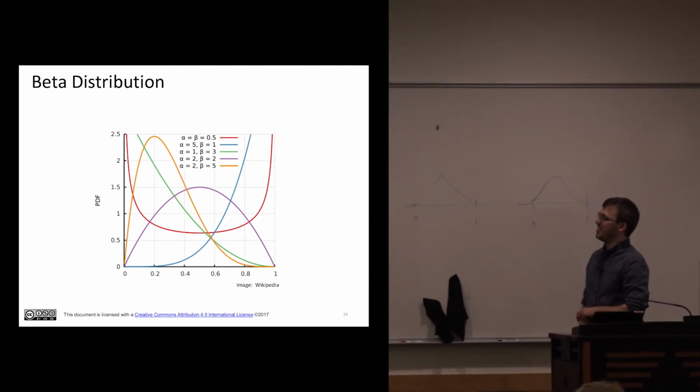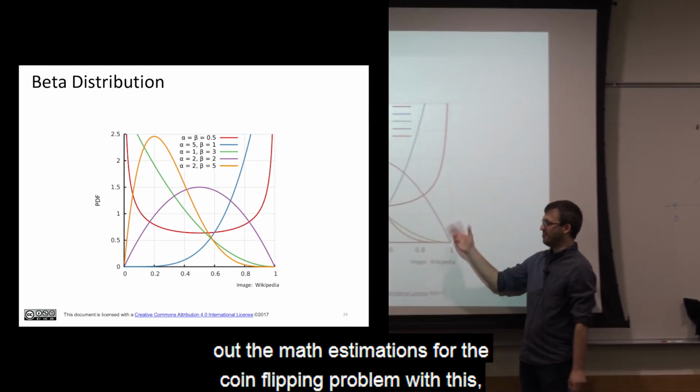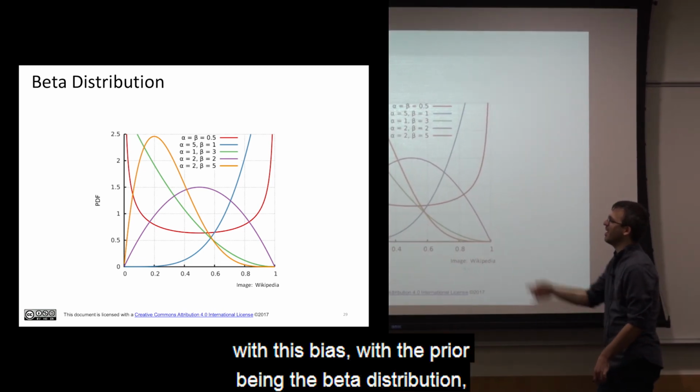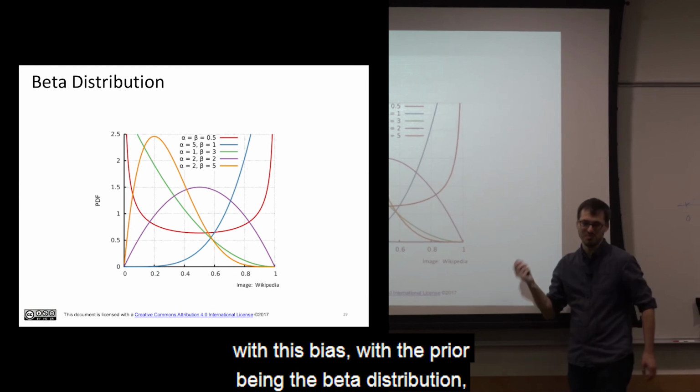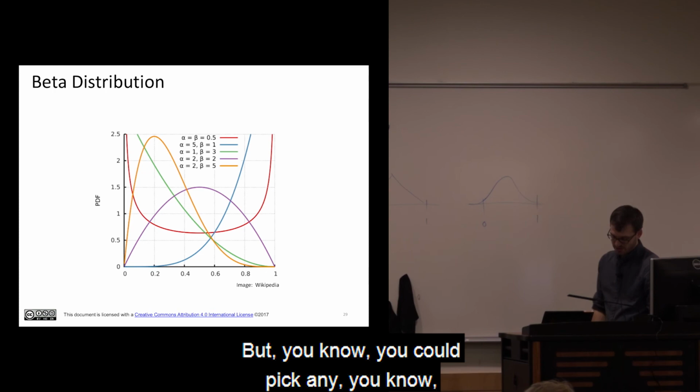Now, as was pointed out, I'm going to work out the MAP estimation for the coin flipping problem with the prior being the beta distribution, just because the math is easy. But you could pick any prior that you want.